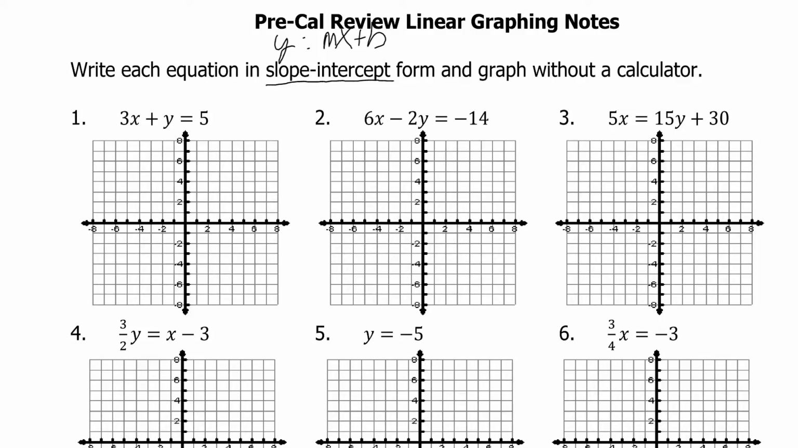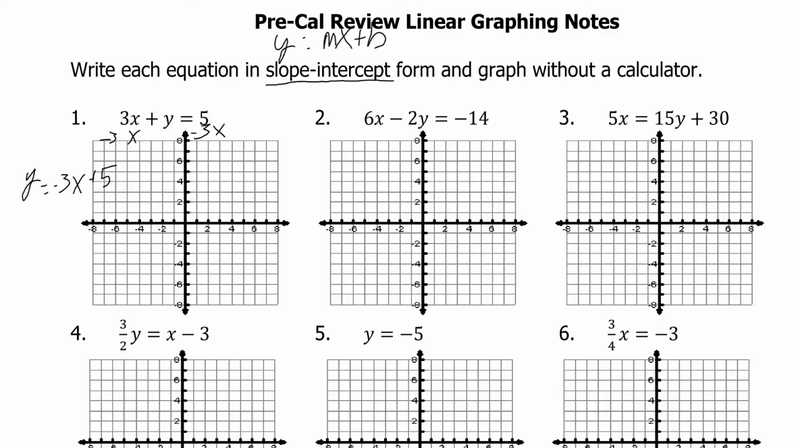Now, it's asking us to write each of those in slope-intercept form and then graph it without the use of a calculator. So on number 1, the easiest thing to do would be to subtract 3x from both sides. That's going to leave us with y equals negative 3x plus 5.